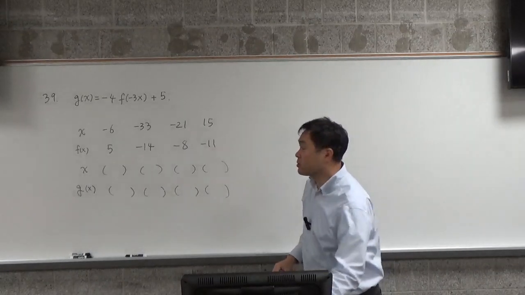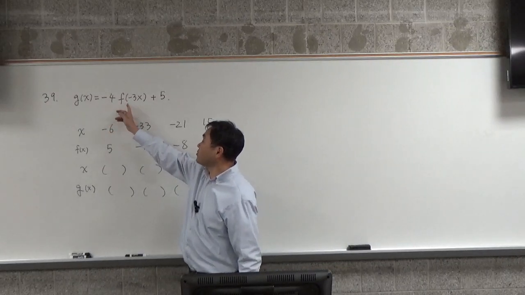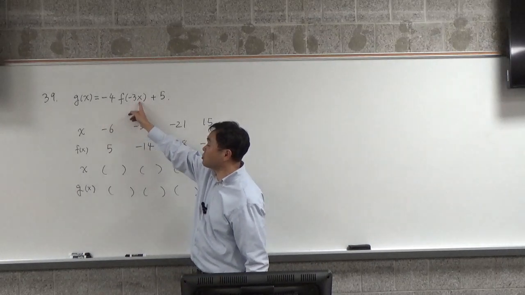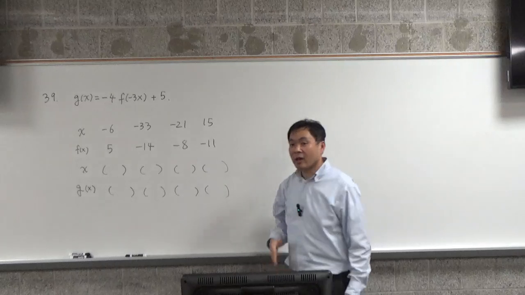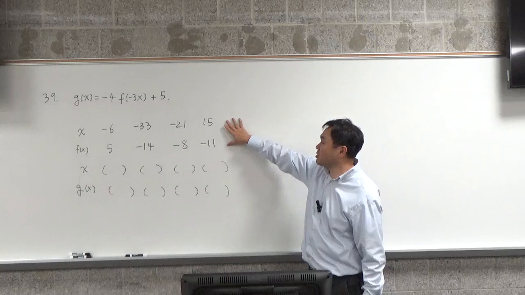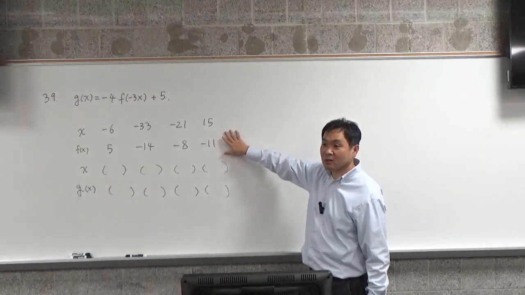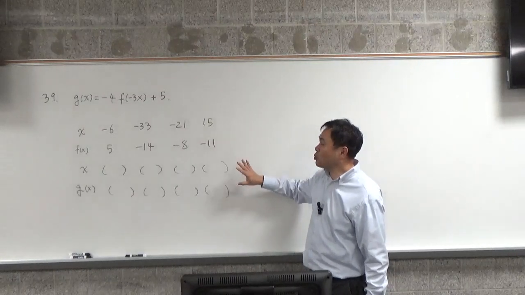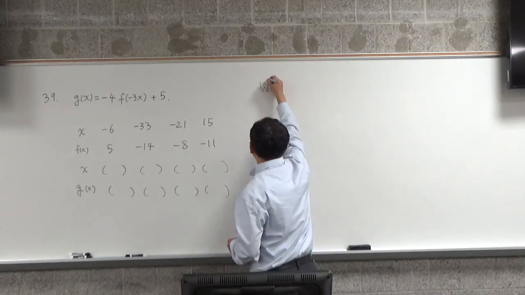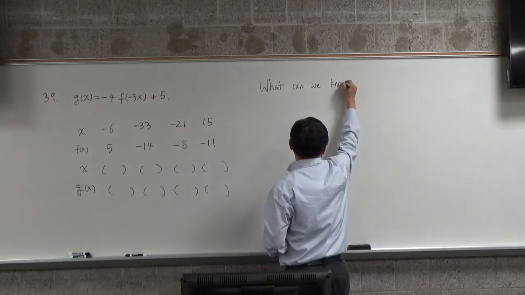Okay, this question is saying that we know that g of x and f of x have this relationship. G of x is negative 4 times f of negative 3x plus 5. And we know some values of f. We know that f of negative 6 is 5, f of negative 33 is negative 14, and so on and so on. Okay. The challenge is, what can we know about g of x?